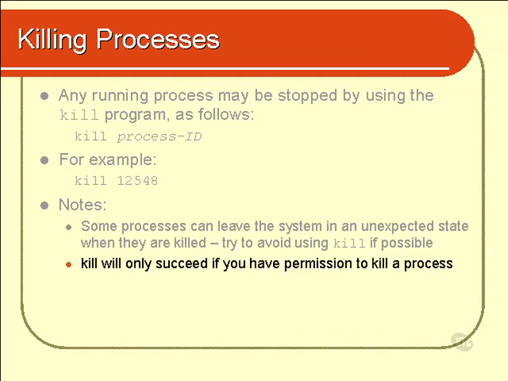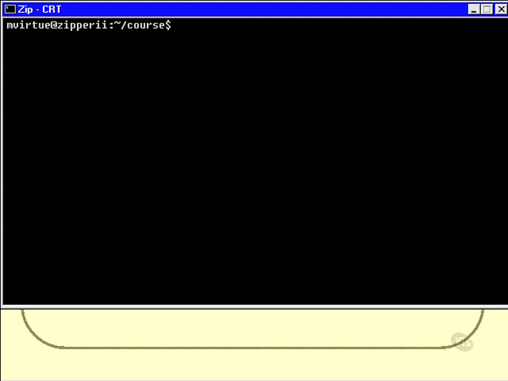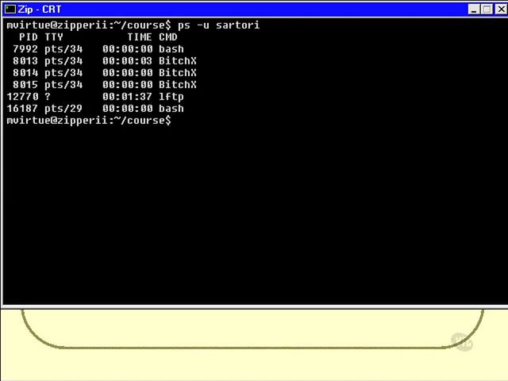Something else to keep in mind: the kill program cannot be used to kill processes that you do not have permission to kill. In other words, let's see if I can try and kill the process of somebody else on our system. Have a look at this. I'll do a ps -u Satori. That was a user that was logged onto the system before, and they're still logged on. So now I will kill, or at least attempt to kill, one of their processes.